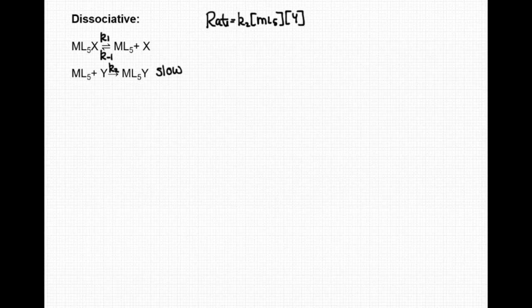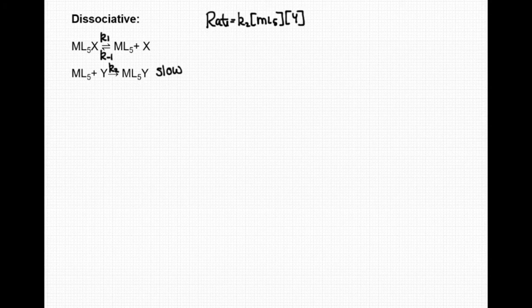So a dissociative mechanism also has two steps, but this time the complex first dissociates and then the new ligand comes in. We can do the same trick where we label the forward and reverse rate constants as k1 and k-1, and the second step as k2. And we're going to start with the idea that the second step is the slow step. So we're going to do the same thing where we write the rate law based on the slow step. So rate equals k2 times the concentration of the 5-coordinate intermediate ML5 times the concentration of the incoming ligand.